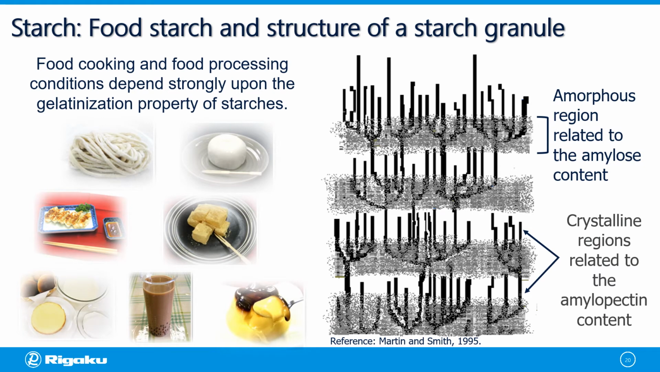Our next application is on starch gelatinization. Food cooking and food processing conditions depend strongly upon the gelatinization property of starches. Starch gelatinization is the disruption of molecular order within the starch granule. It results in granular swelling, crystallite melting, loss of birefringence, viscosity development, and solubilization.